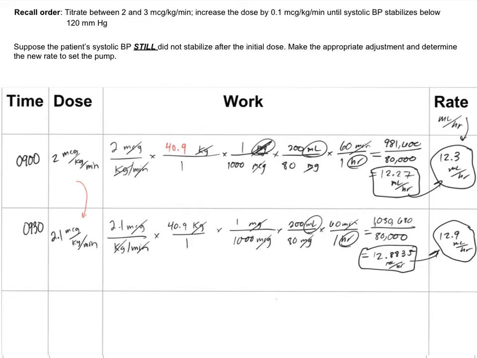So what I'm going to do right now is once again adjust the dose by adding another 0.1 micrograms per kilogram per minute. I'm going to add 0.1 to get 2.2 micrograms per kilogram per minute.